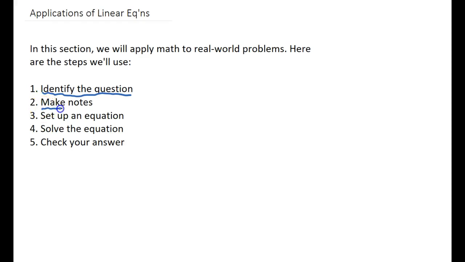Second, make notes of all the information that you're given in the problem. Then, this is the hardest part, set up an equation that describes the problem, solve the equation, and then check your answer to make sure it makes sense. So let's apply this to an example.